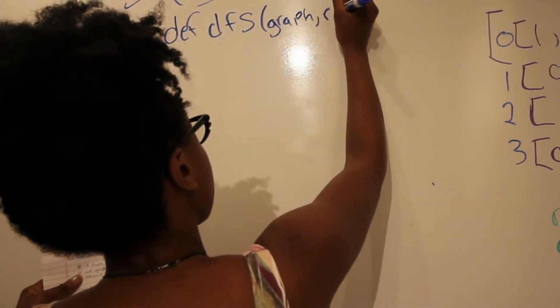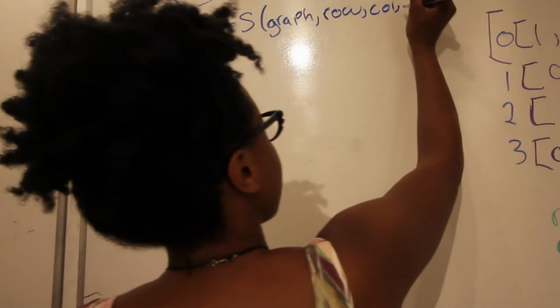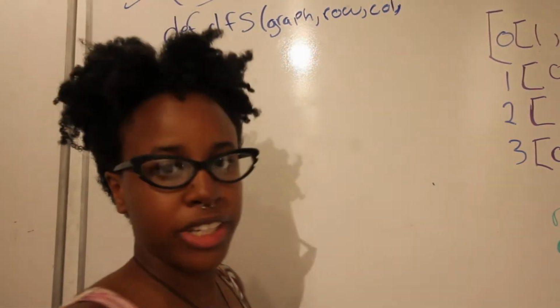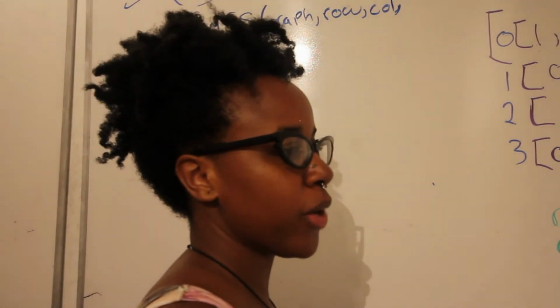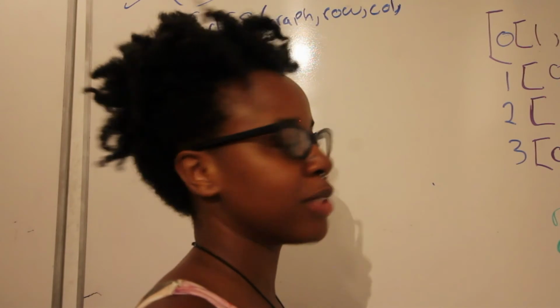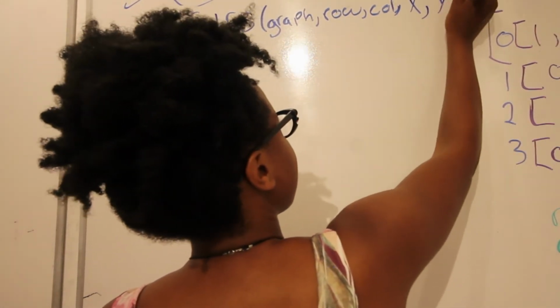And we called it with the row, the column. And now we're going to create new variable names because we don't want to get confused. We had i, j before. So x is going to be i and y is going to be j. So we can say x and y.